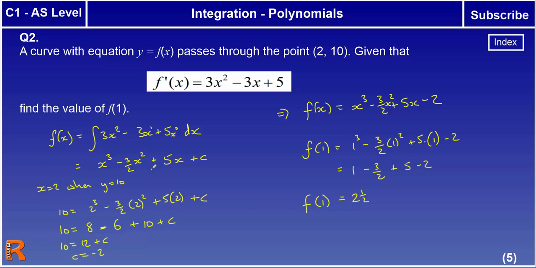Now, as I said, it's a much more straightforward integration, but the process is exactly the same as the previous question. Yeah, 5 marks.